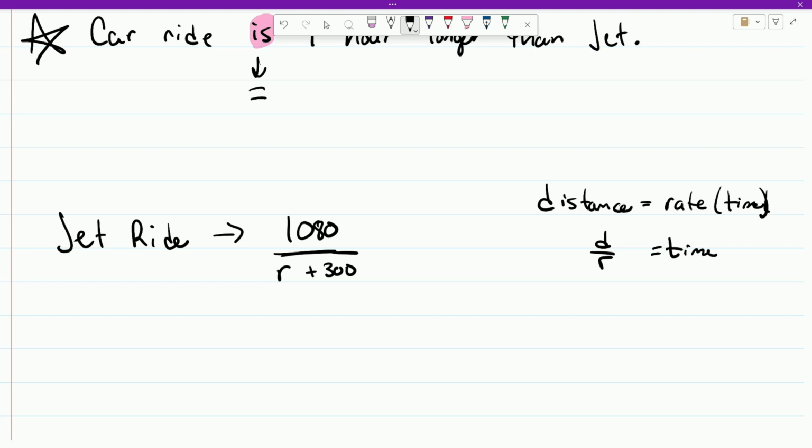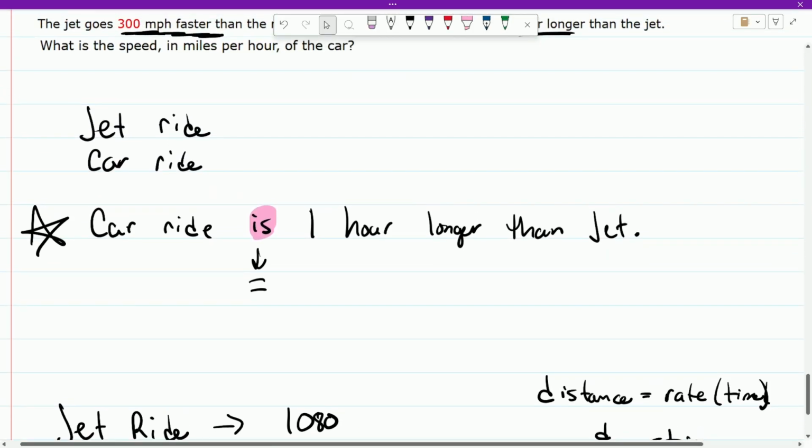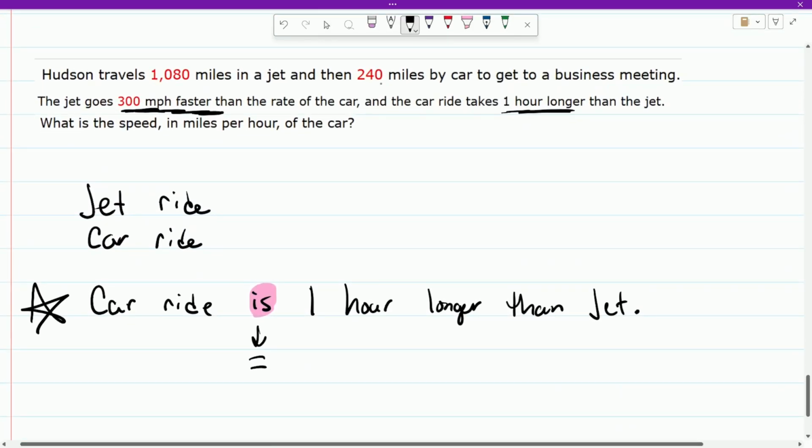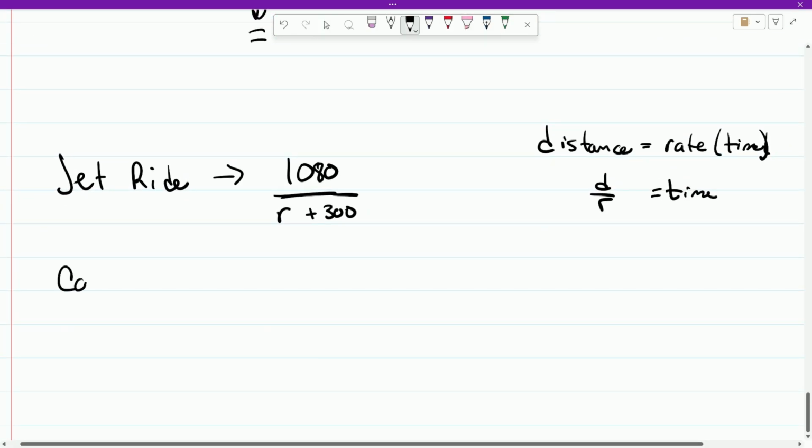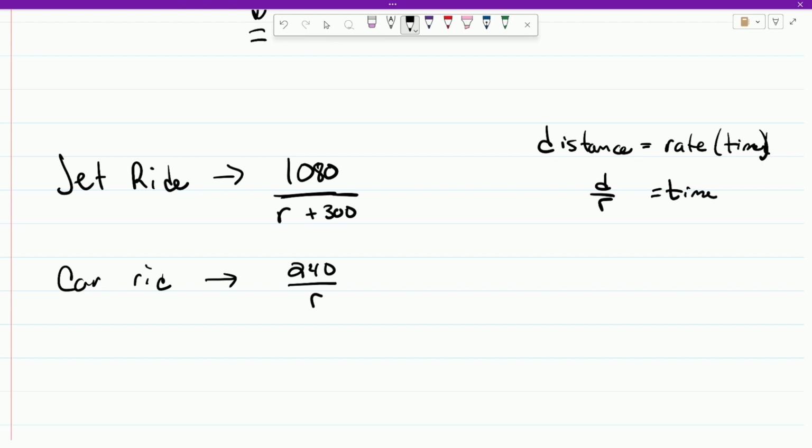The car ride. Let's go back and look at the car. The problem says the car goes 240 miles to get to the business meeting. Notice it doesn't say anything about how fast the car is going. So our car ride is going to be 240 over r. So far we're starting to look good here.